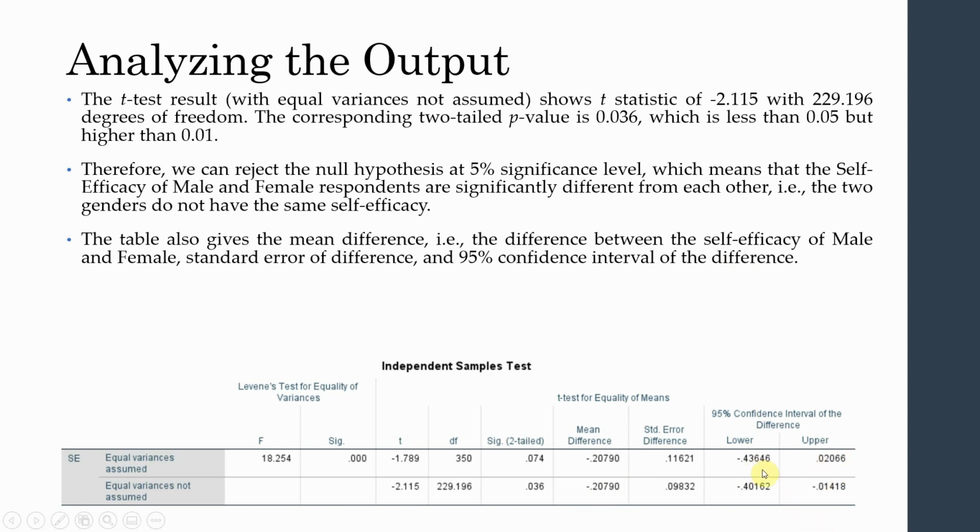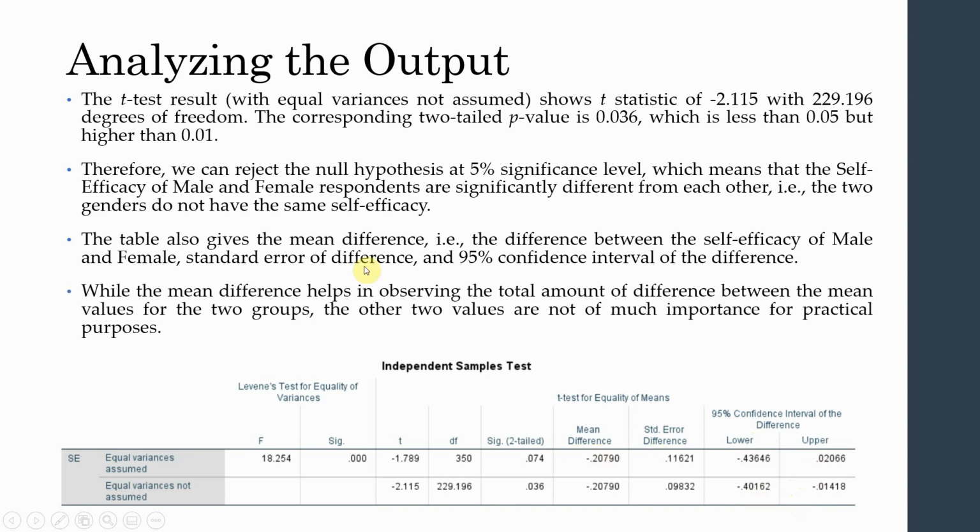How do you interpret this? If there is a zero between the lower and upper value here, if there is a zero in between these values, then your null hypothesis is not rejected. You fail to reject your null hypothesis. While the mean difference helps in observing the total amount of difference between the mean values for the two groups, the other two values are not of much importance for practical purposes.